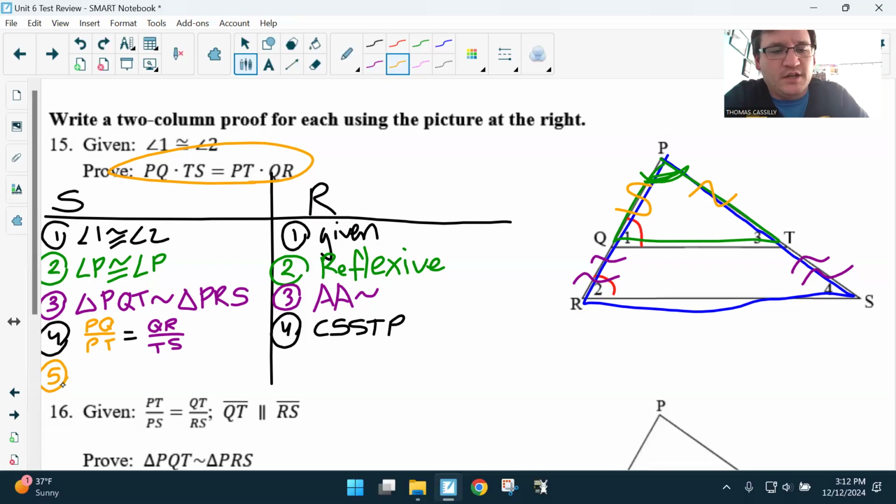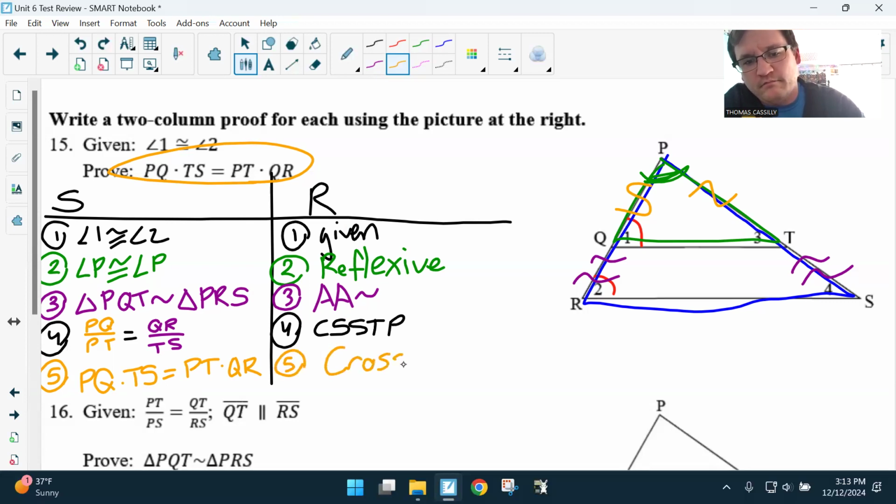What I'm going to do is I'm going to give step 4 a cross multiplication, and we can end up with that proof statement. PQ times TS equals PT times QR. How did I go from step 4 to step 5? All I did was cross multiply. And that one is done.